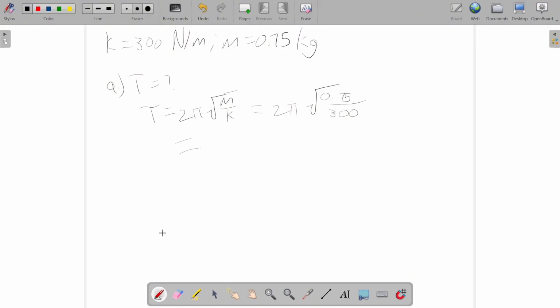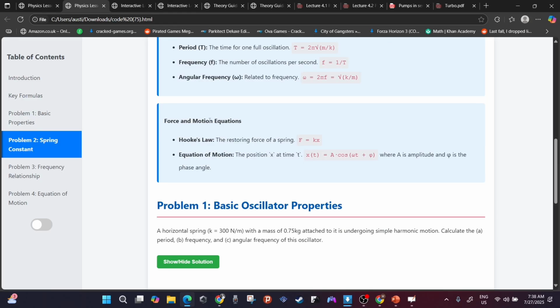Let me just put that on my calculator. 2 pi square root 0.75 over 300, and we get 0.314 seconds. It's basically the same as pi over 10 seconds, if you want to be all technical. But that's basically it for A. Very simple, you just plug into the formula. Let's move on to B.